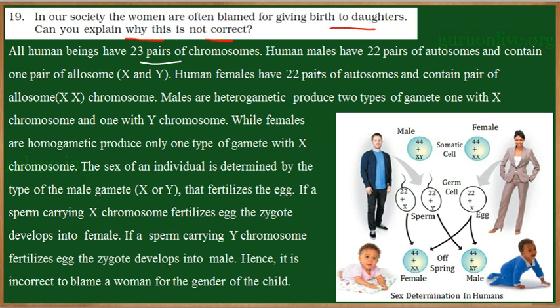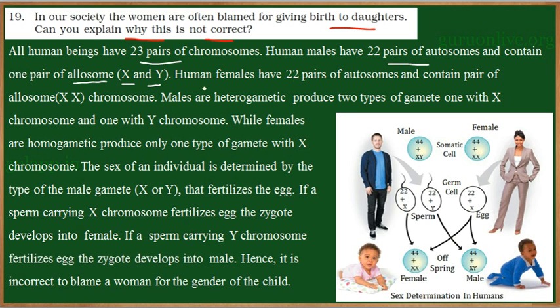Now, out of these 46 chromosomes, 22 pairs are called autosomes. Now these chromosomes will have genes which make the somatic body parts. And there is one pair of allosomes. Allosomes represent X and Y chromosomes. Now the genes present on these chromosomes are required for the development of the reproductive structures. So totally 22 plus 1, 23.